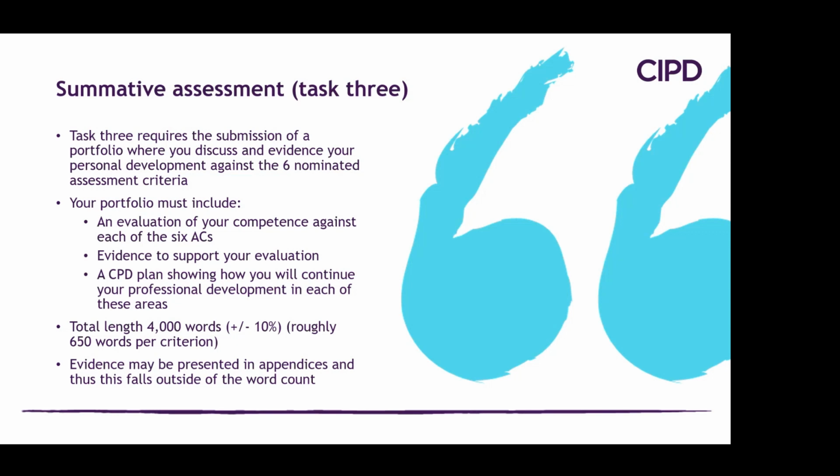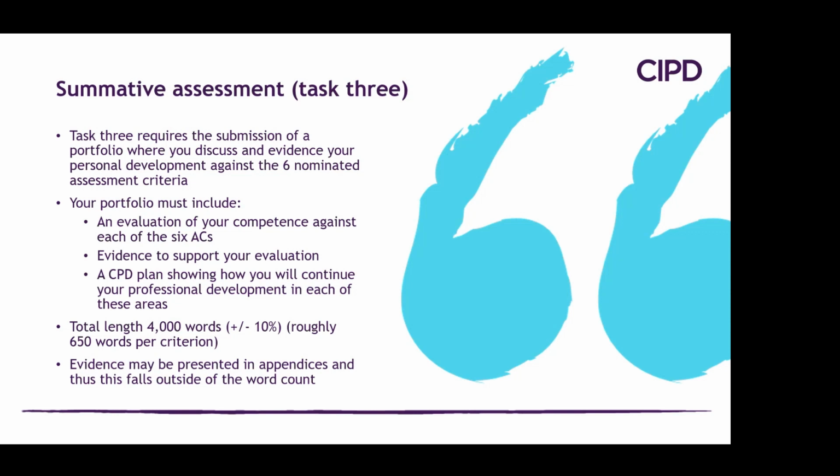Now, your evidence, of course, does not have to be presented within that 4,000 word limit. Generally, what individuals will do is they'll have their narrative portfolio highlighting their new level of competence, a justification for this, etc., and then link out to evidence that is presented in a series of appendices which fall outside of the word count. So your evidence can be placed into appendices. This does not have to fall within the 4,000 word limit for the portfolio, of course.